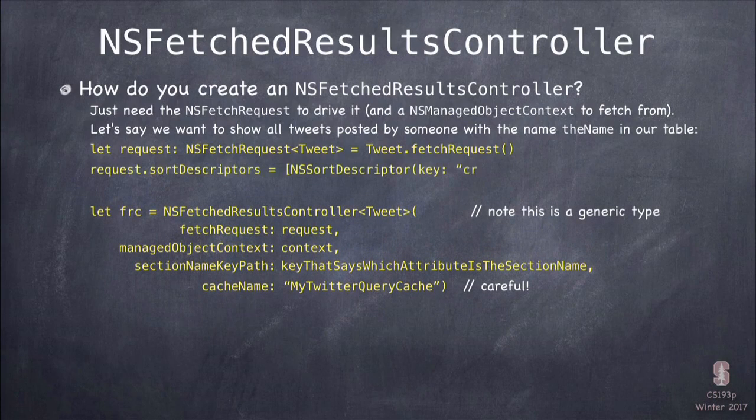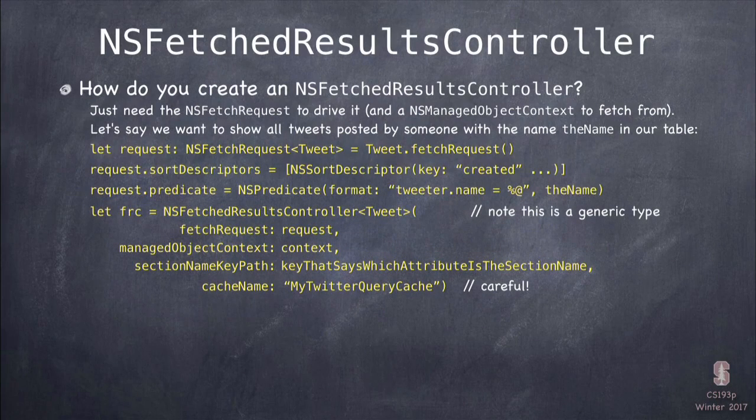So we have to create a fetch request to put in here. So here's an example of creating a fetch request for tweets, right? So you recognize that first line there. And I'm going to sort by when the tweets were created, okay, when the tweet was tweeted out. And I'm going to look for all the tweets whose tweeter's name equals some name. Okay? So it's going to get all those tweets, and I'm going to set that request as the first argument there to NSFetchedResultsController.